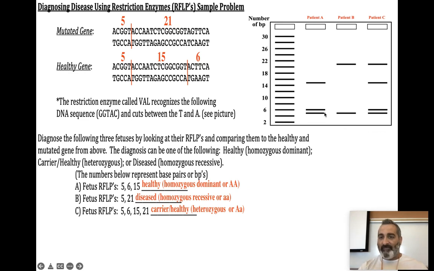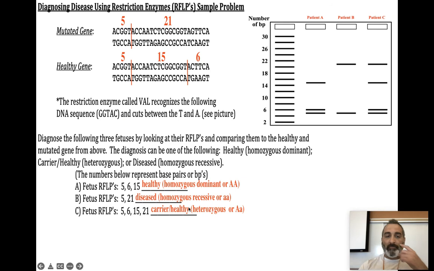This is 5 base pairs. This one is 6 base pairs. This one here is between 14 and 16. This one's 15. So this one's 5, 6, and 15. So you're using your number line here to compare how big each piece is. These lines represent the pieces of DNA.